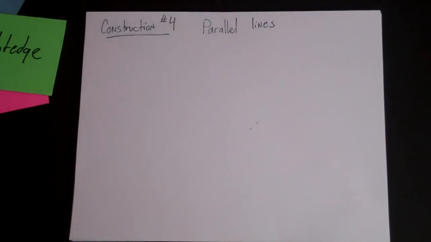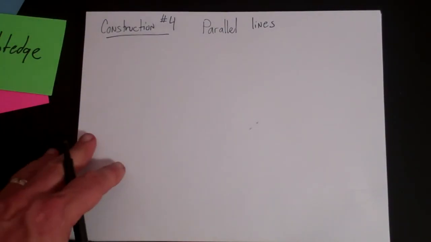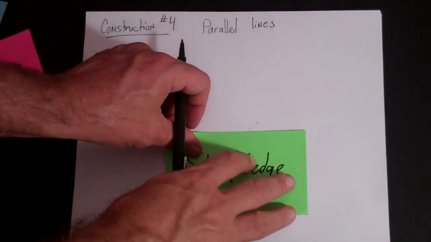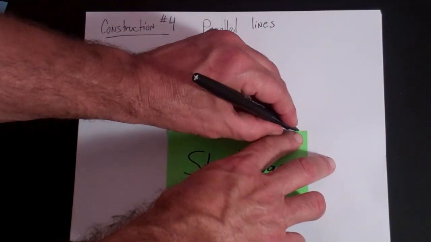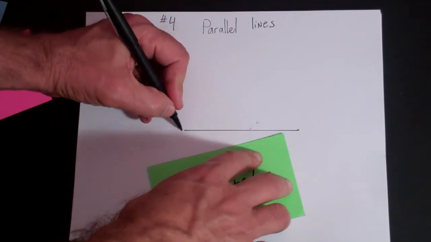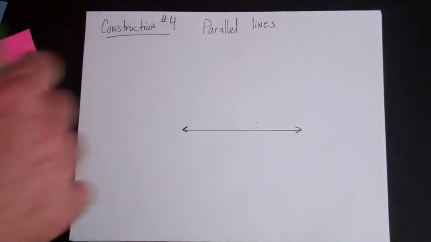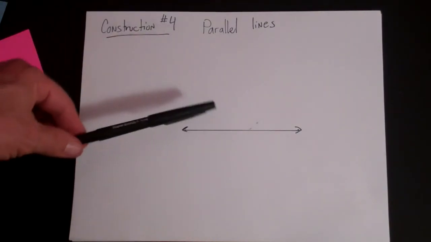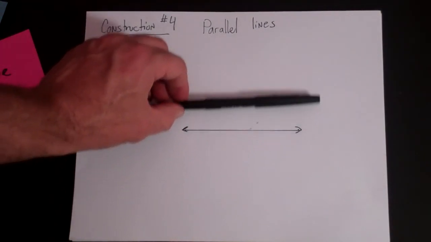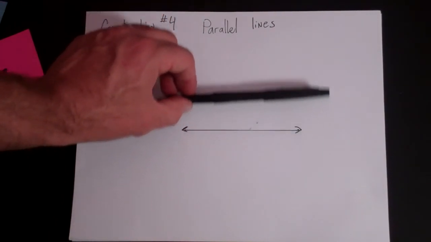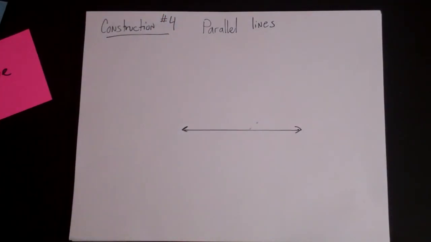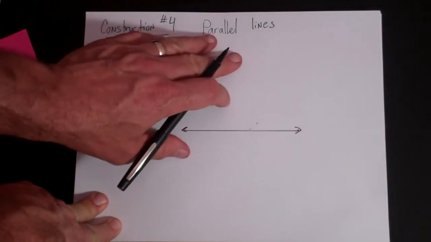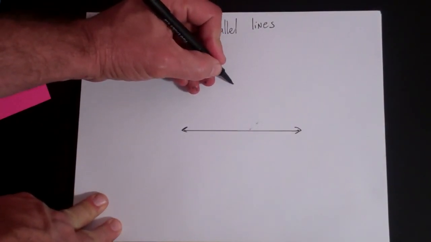The first example that we want to do is the problem of constructing parallel lines. Let's say we start with a given line, and we want to construct another line that's parallel to that line. First, remember what parallel lines are: coplanar lines that never intersect. They're going to have the same slope. The first thing you're going to do is put a point anywhere you wish, as long as it's not on the line.